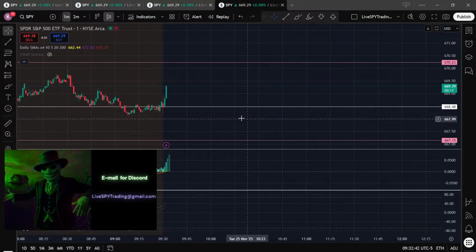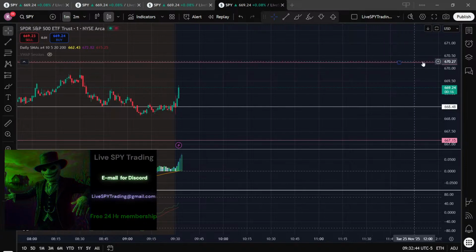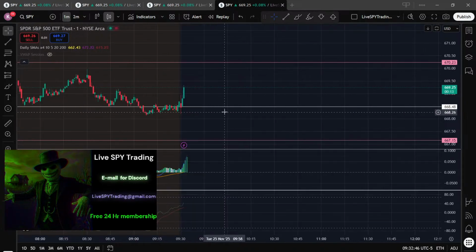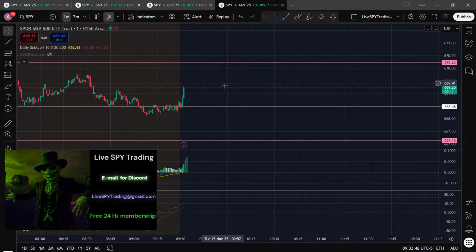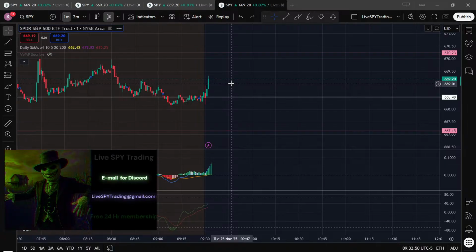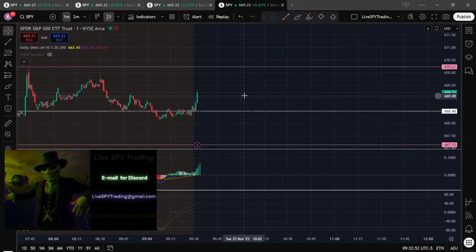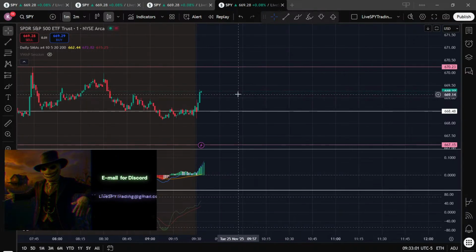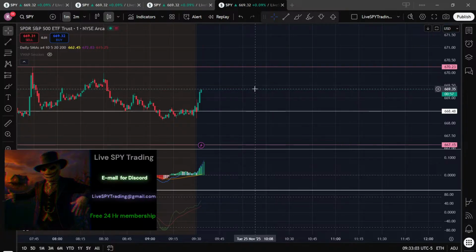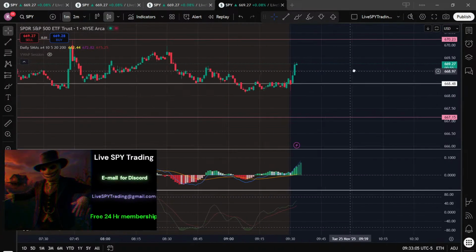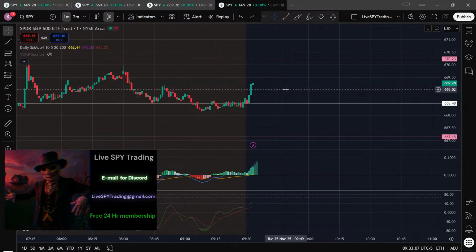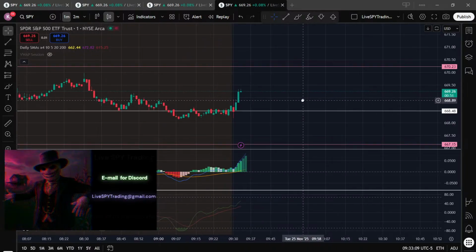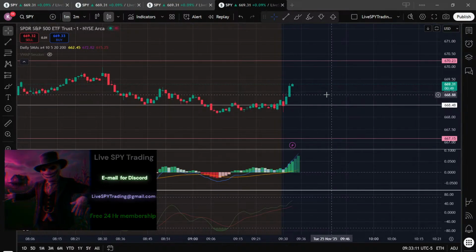All right, so let's see how we react if we get to our 670.23. We want to see if we form support up here, and then we're going to look for continuation. Continuation meaning maybe a weak bear cycle. We're going to look for a weak bear cycle above 670.23. If you don't know what a weak bear cycle is, you gotta join the Discord. Send me an email, LiveSPYTrading@gmail.com. I'll get you sorted.